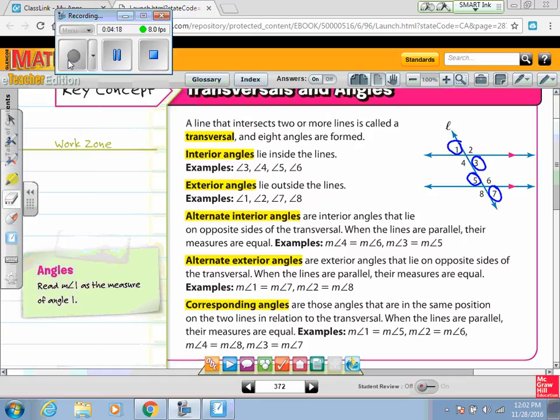3 and 5 are alternate interior. They're both on the inside, and they're on alternate sides of the transversal. 4 and 6 are alternate interior angles. And 2 and 8 are alternate exterior because they're on either side of the transversal and they're on the very outside of the parallel lines.